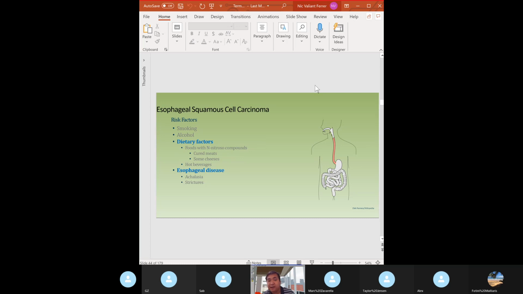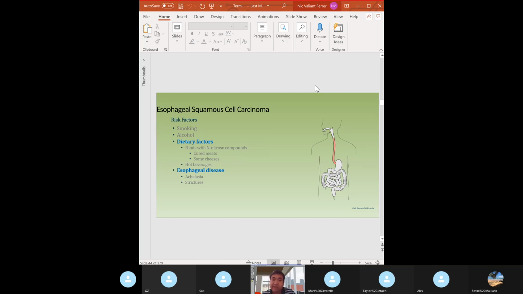Smoking, alcohol, dietary factors, right? If you love cured meats or cheese or hot beverages, like hot tea, commonly in Asia, right? Esophageal disease, of course, achalasia and strictures. In the vignette, they're going to say an East Asian person having signs and symptoms of esophageal squamous cell carcinoma, then think, okay, major risk factor, dietary factors for this person.